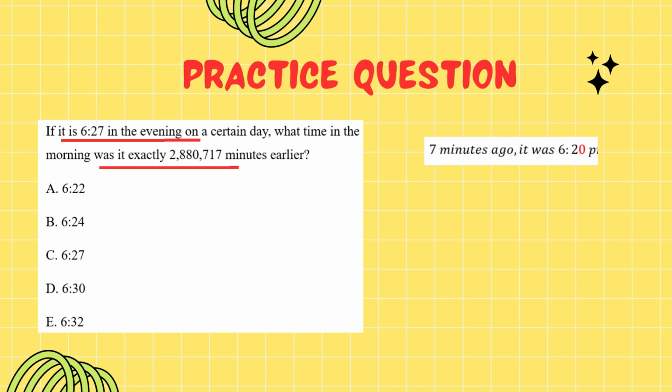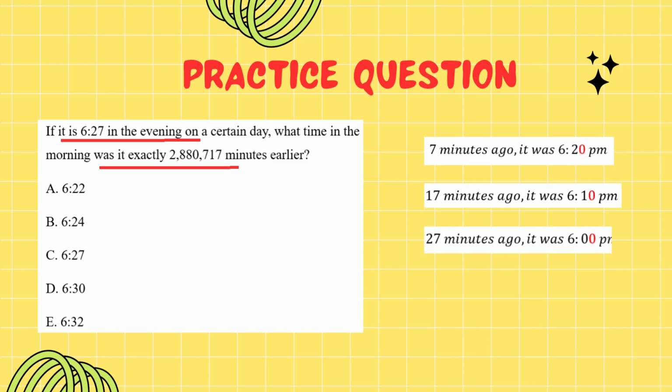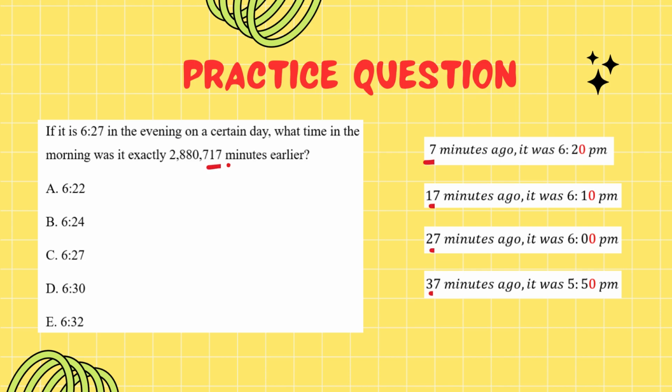So look at the numbers. It is 6:27 pm. So 7 minutes ago it will be 6:20 pm. 17 minutes ago it will be 6:10 pm. 27 minutes ago it will be 6 pm and 37 minutes ago it will be 5:50 pm. So there is a pattern. When minutes have the unit digit 7, then the resulting time will have a unit digit of 0.